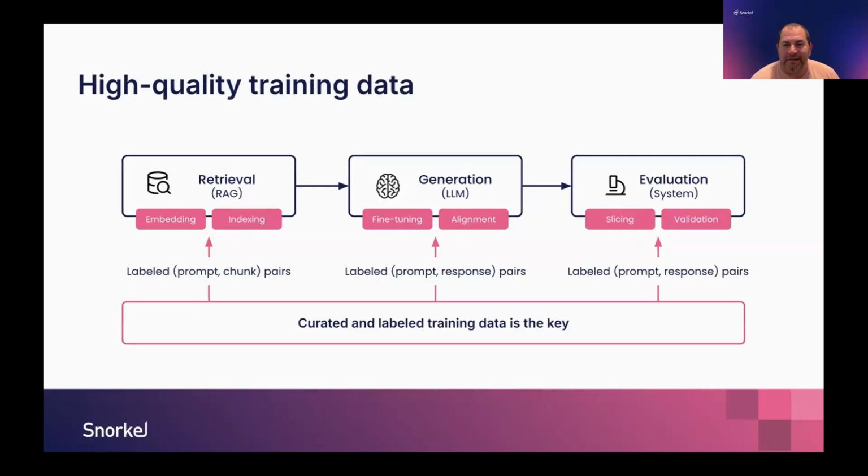And to be honest, the most common examples are in the middle there, right? For retrieval, it's prompt chunk pairs. You're trying to improve the embedding model so it returns more accurate context for the LLM. In terms of actually fine tuning and aligning the LLM, typically labeled prompt response pairs, right? You have, say, questions and answers, and we're trying to determine which ones are good, which ones are bad. Maybe they're scored from 1 to 5.